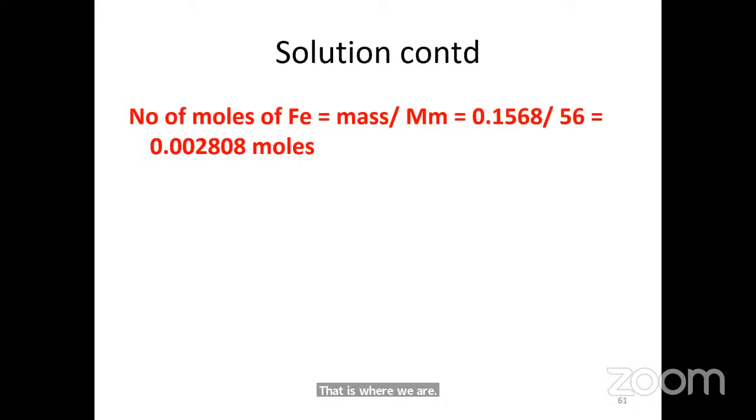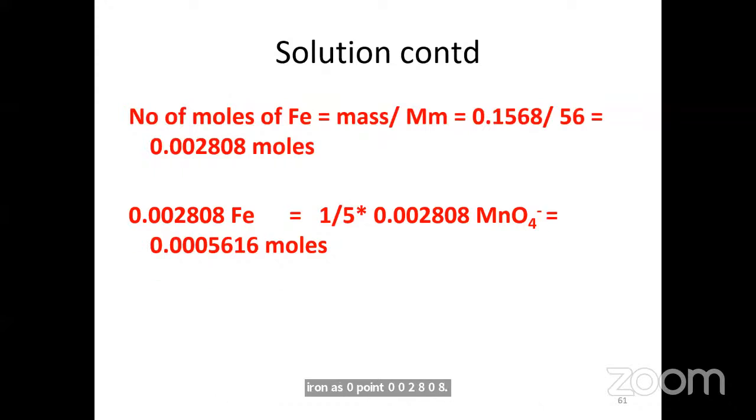So how do we know the number of moles of the iron? It is mass over molar mass. We'll be given the mass as 0.1568, and the molar mass of iron is about 56. So when we divide 0.1568 by 56, we get the number of moles of iron as 0.002808.